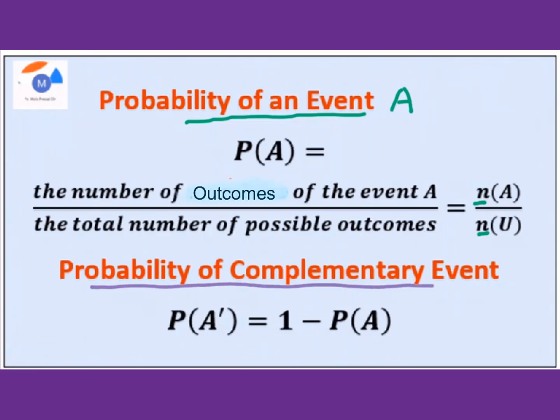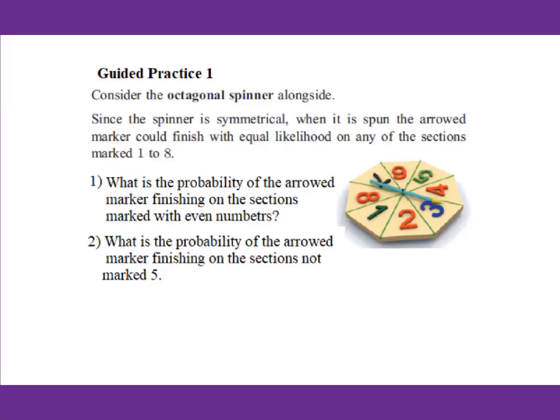Probability of a complementary event. We use A prime to show complementary event, equals 1 minus the probability of event A. Let's go to guided practice 1.